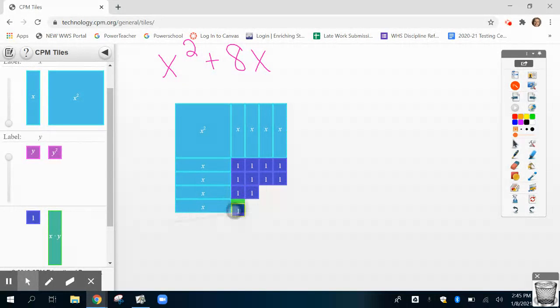And you might be like, oh my gosh, this is so tedious. You are not going to have to do this every single time. I'm just wanting to show you where this comes from.